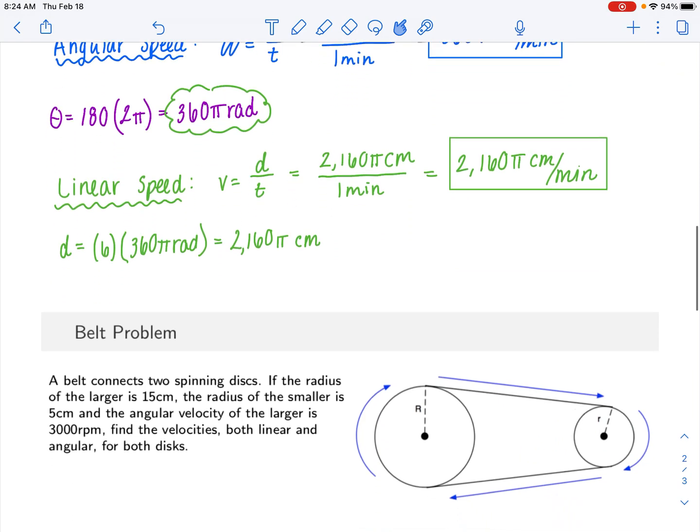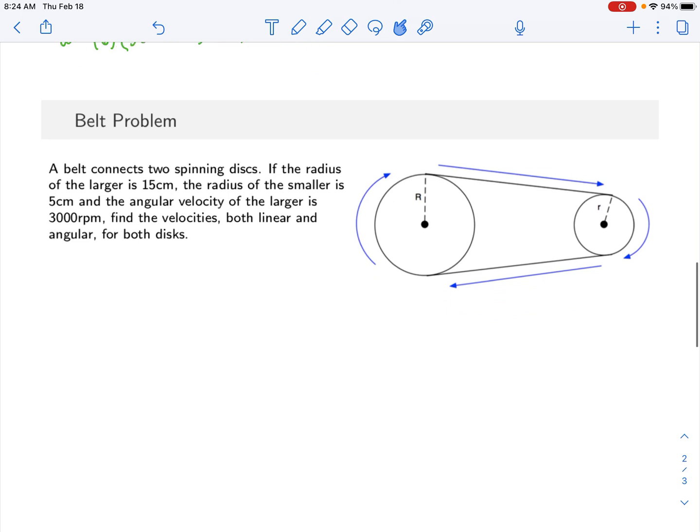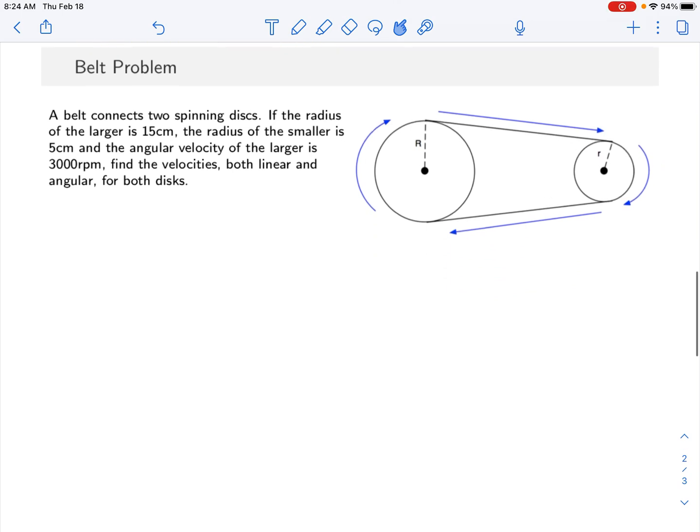One last thing, we're now going to use our new formula at the very end. V equals R times omega. And let's just try this belt problem. So a belt connects two spinning discs. You've probably seen something like this somewhere in your life.